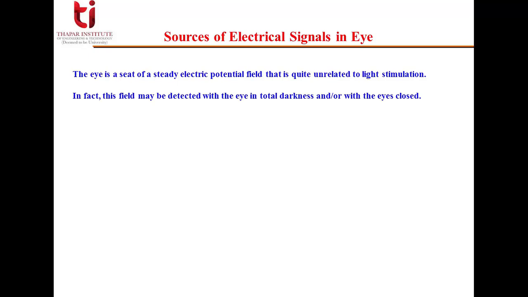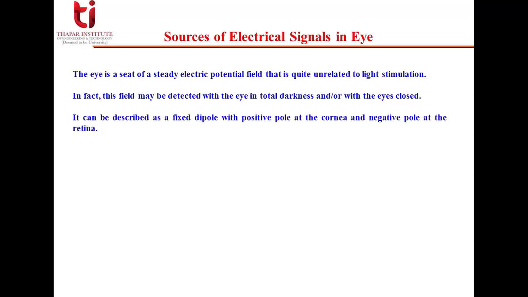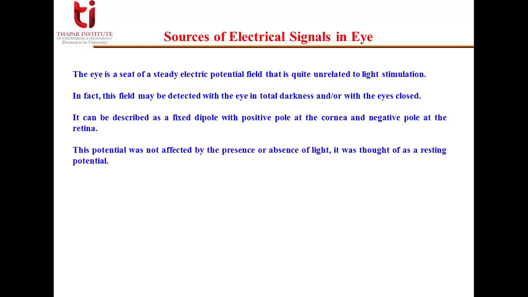Now let's see what are the sources of electrical signals in the eye, and also we will see some signals associated with that. The eye is a seat of a steady electric potential field that is quite unrelated to light stimulation. In fact, this field may be detected with the eye in total darkness or with the eyes closed. It can be described as a fixed dipole with positive pole at the cornea and negative pole at the retina. This potential was not affected by the presence or absence of light. It was thought of as a resting potential.